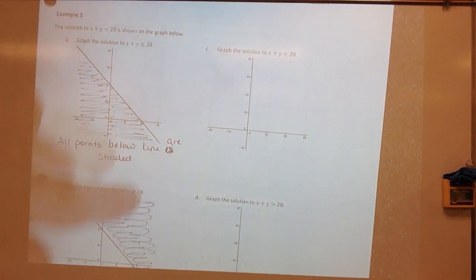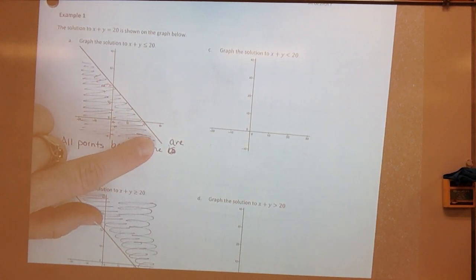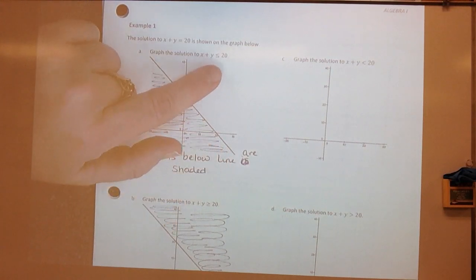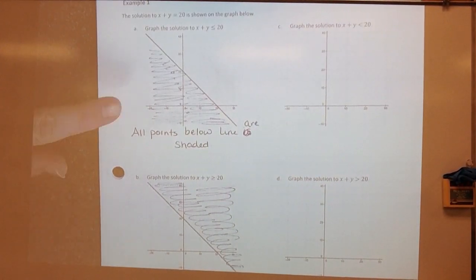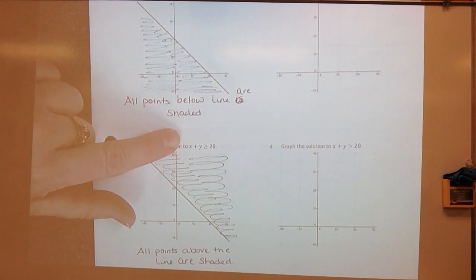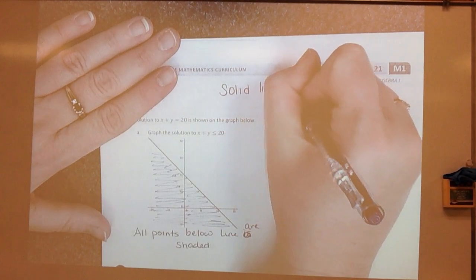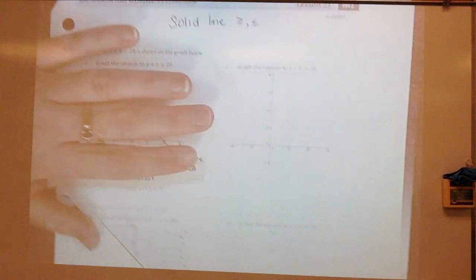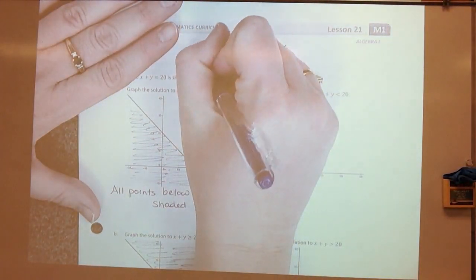All right, let's look at C. Graph the solution to x plus y is less than 20. All right, so let's talk about this. There's a couple of things I want to show you. Notice how my line here is solid. The reason my line is solid is because it is less than or equal to, or greater than or equal to. That means all points that are on that line or shaded below would work. All points that are on this line and shaded above will work. So a solid line would be greater than or equal to or less than or equal to. Notice this one is not greater than or equal to or less than or equal to. It is just less than. We would use a dashed line.